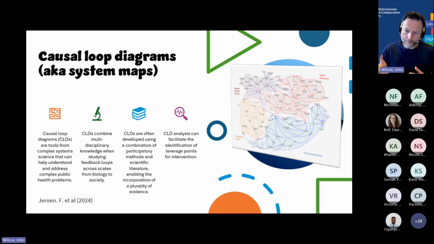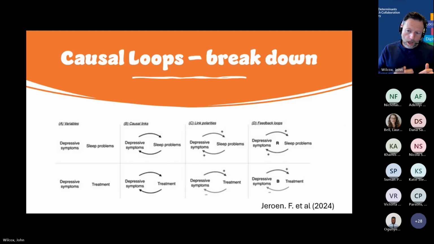So this paper that I've put up here, which is a recent one, describes some of the benefits of developing these system maps. And then this is from that same paper, just to say, if you do want to get a bit more technical with this, there are actually quite a few free training programs online on causal loop diagrams, and the elements within the causal loop diagram are the causal loops themselves.